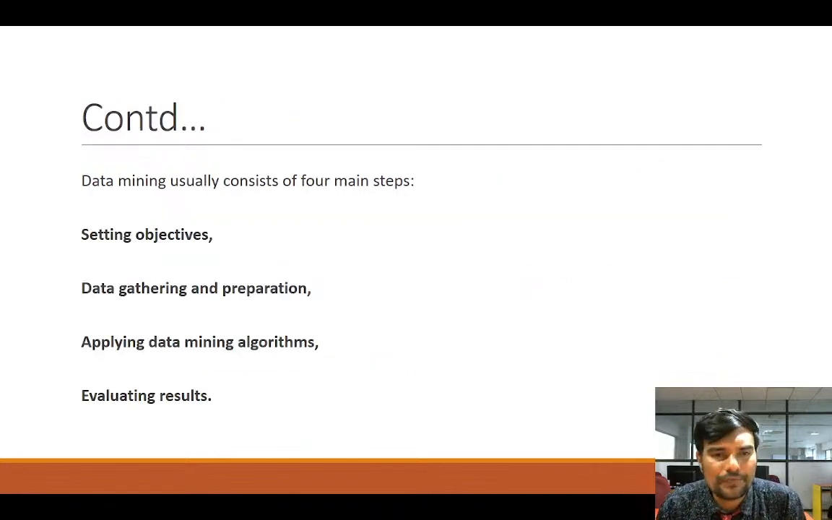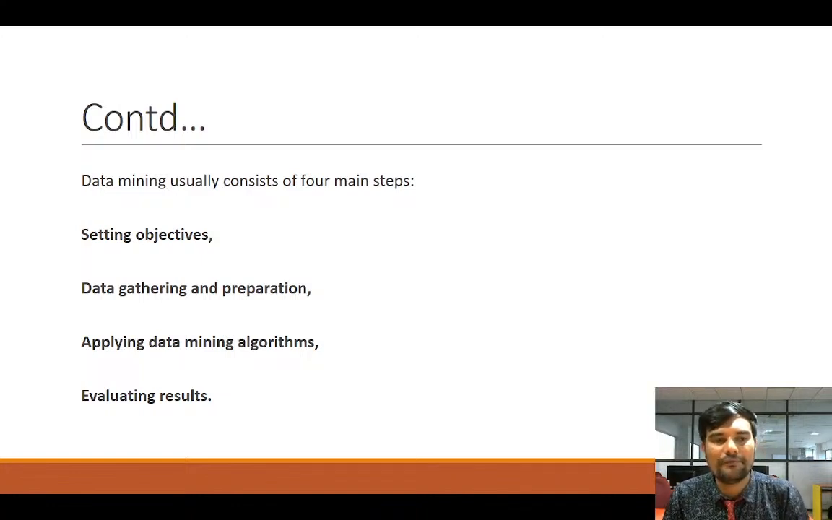Data mining usually consists of four main steps. The first is setting objectives, then data gathering and preparation, then applying data mining algorithms, then evaluating results. Setting the objective is nothing but, for any given problem definition, whatever problem has been given has to be solved. That is the objective, and for that, first we need to collect the data.